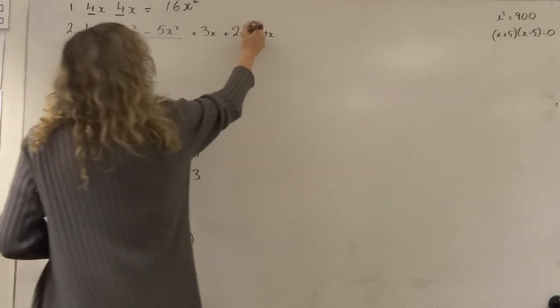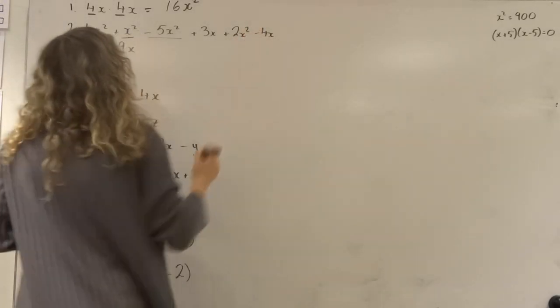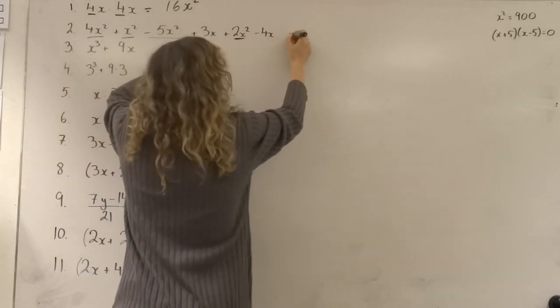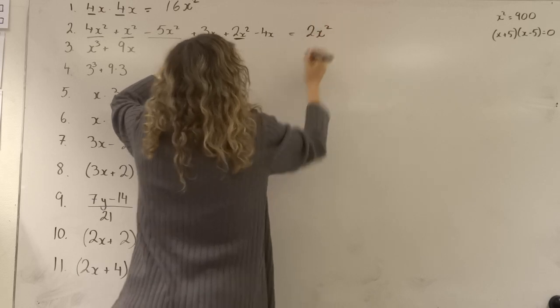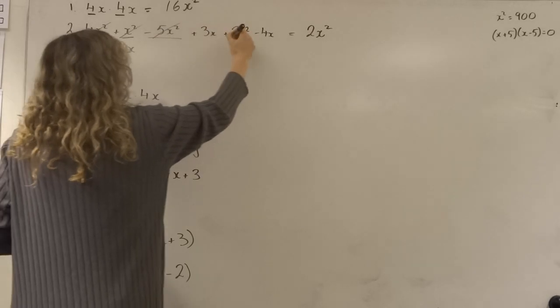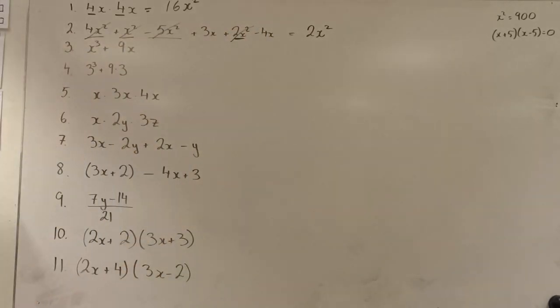No. Yes, yes I have. It should be 2x squared there. So I've got 0x squares there, but I've also got an x squared term here. So I'd end up as 2x squared. Now I've finished all my x squared terms. I can cross them out to make sure I don't try and add them or subtract them again.